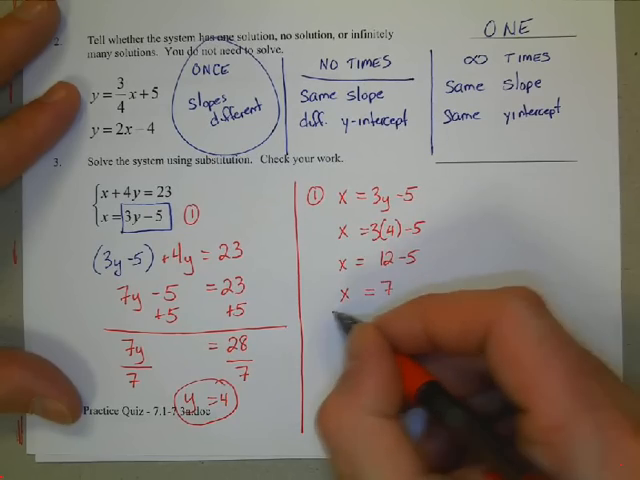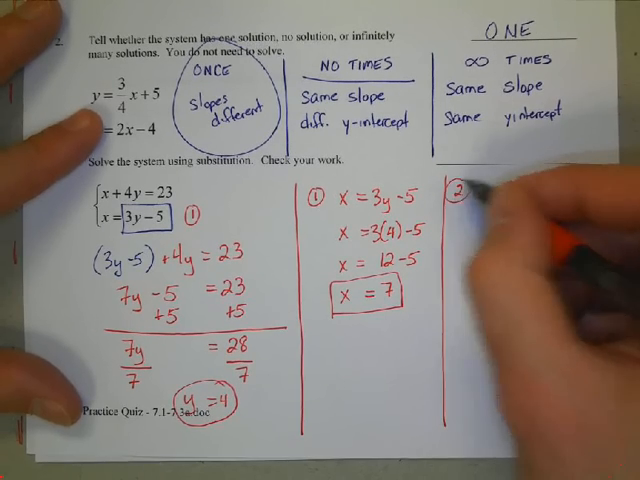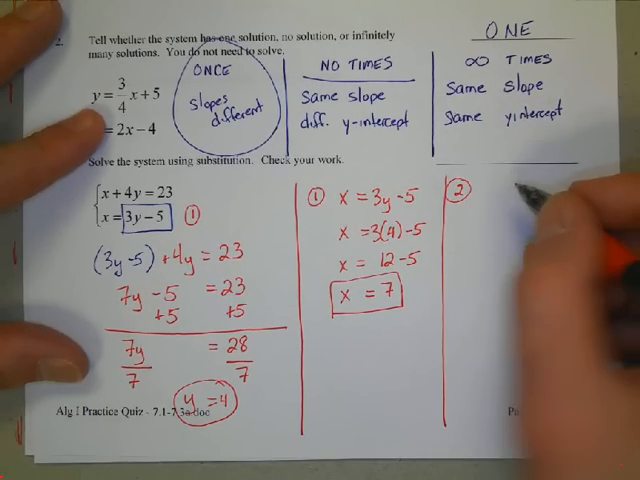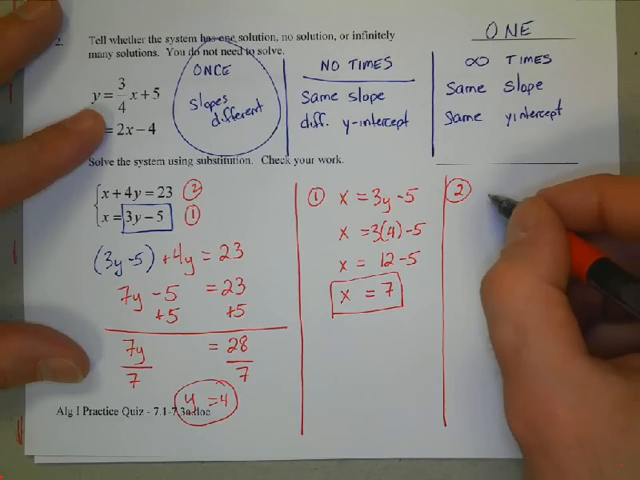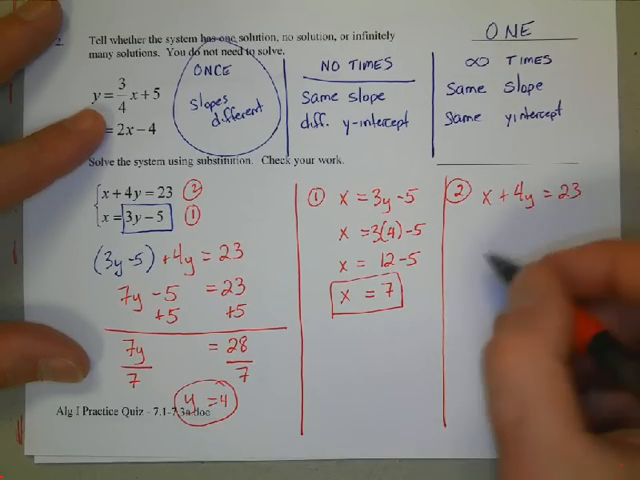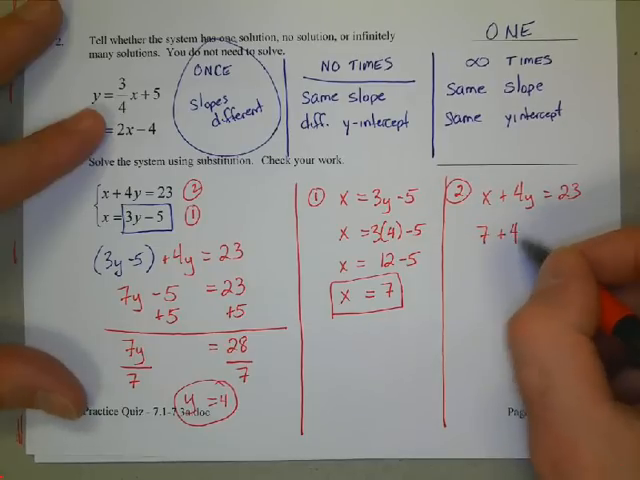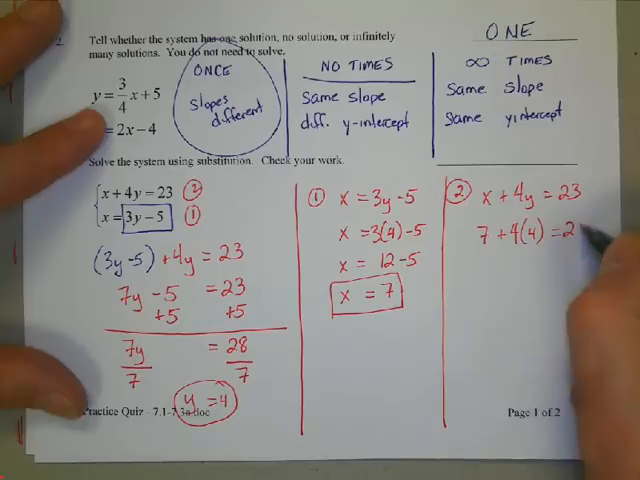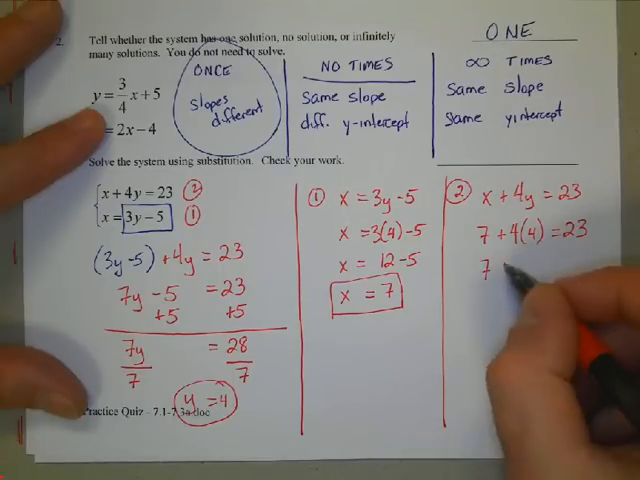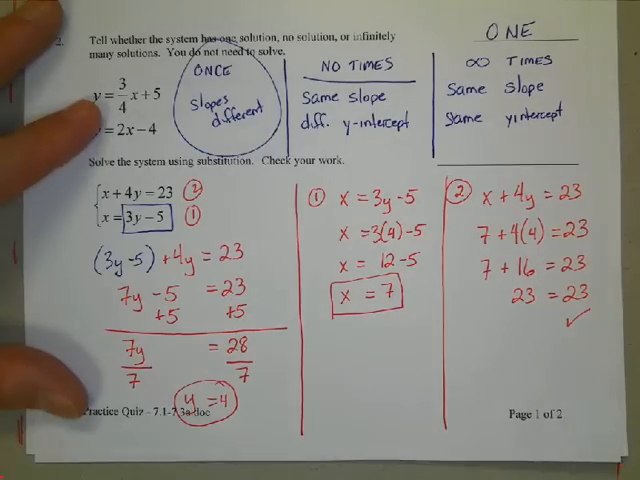I need to check this by plugging into the second equation. Our second equation that we're going to use in this case is the top one, x plus 4y equals 23. I plug in my value of x, which is 7, and my value of y, which is 4. 4 times 4 obviously is 16. And it is a true statement: 23 equals 23. So we have success on this. This ends part 1 of our practice quiz.